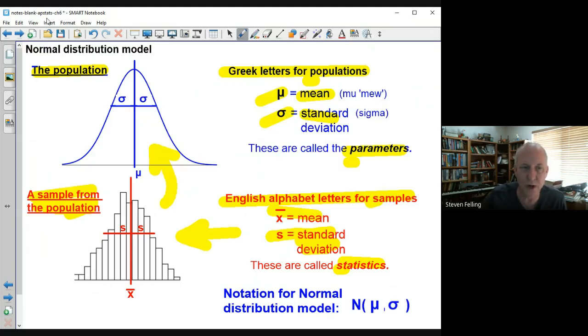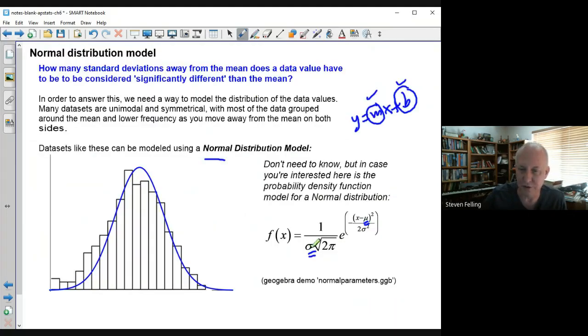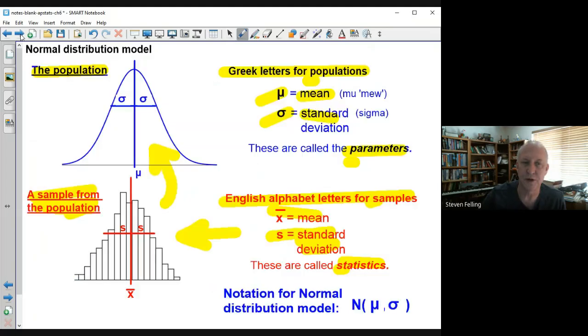And that's the reason why when I wrote this formula out, I used the Greek letters, because this is a perfect model, like a perfect model of the population that this came from. So you could have, for example, a population that has a mean and a standard deviation, and when you take the sample from it, you're going to have a sample mean and a sample standard deviation, but they're not going to exactly match up with the population.